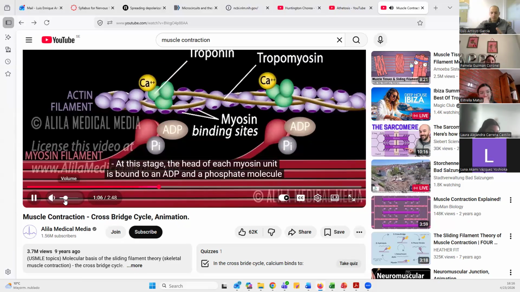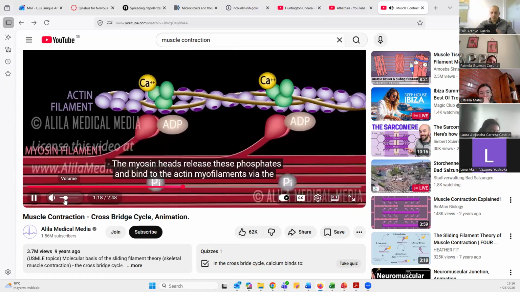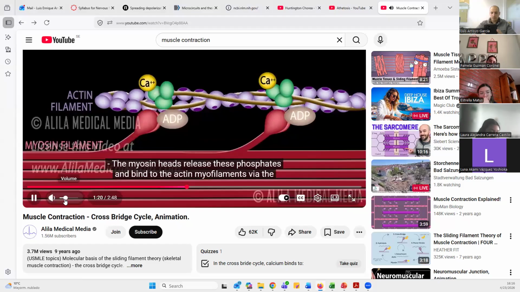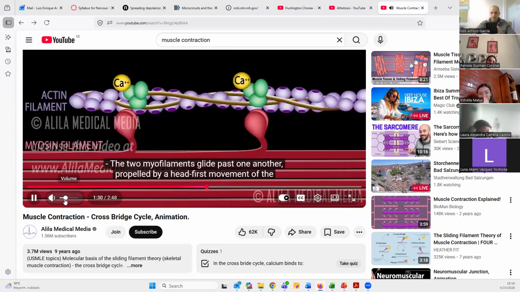At this stage, the head of each myosin unit is bound to an ADP and a phosphate molecule remaining from the previous muscular contraction. The myosin heads release these phosphates and bind to the actin myofilaments via the newly exposed myosin binding sites. The two myofilaments glide past one another, propelled by a head-first movement of the myosin units, powered by the chemical energy stored in their heads.